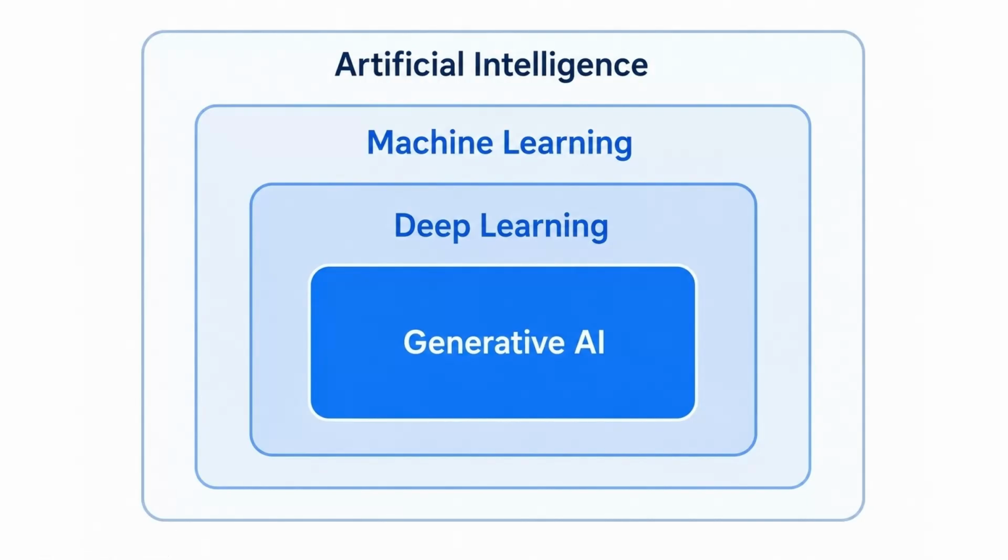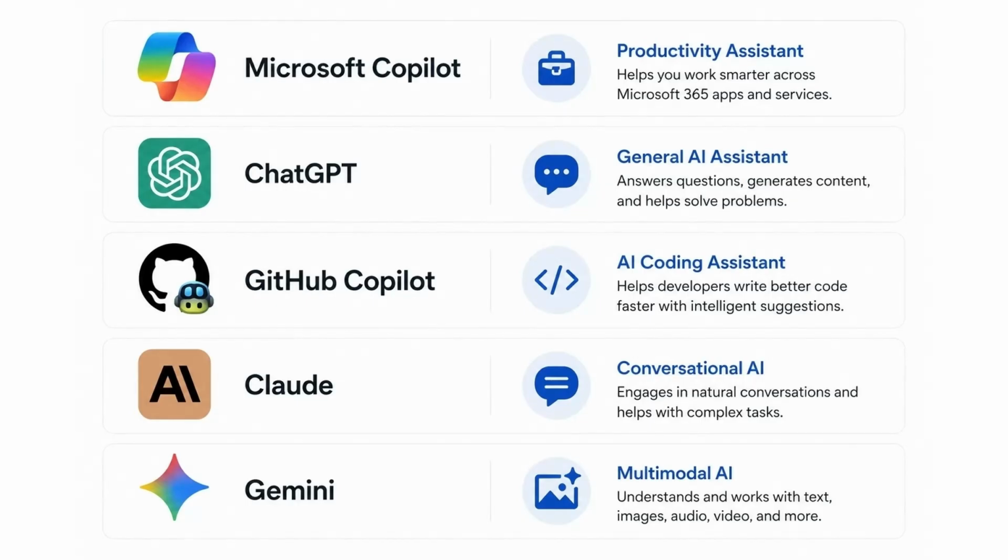In today's world, AI is part of many products we use every day. Some of the AI products we have include Microsoft Copilot. You can see it as a productivity assistant. It helps you work smarter across your Microsoft 365 apps and services.